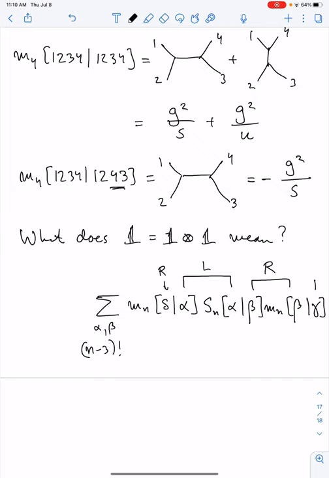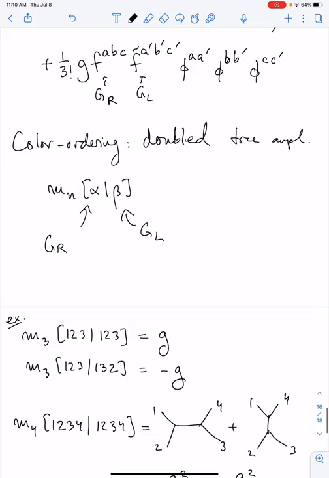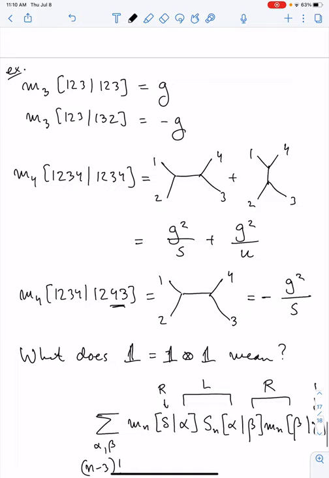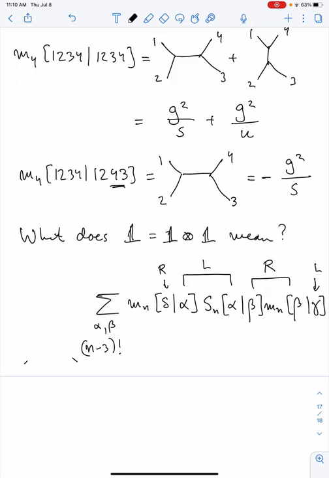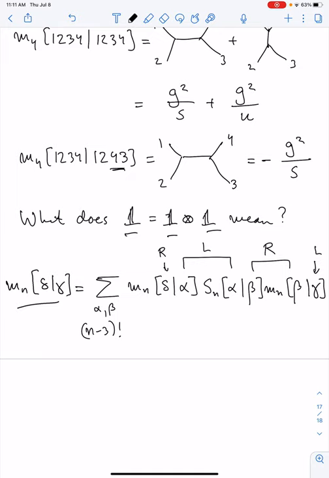And now you see why I had the ordering that I called up here, that the first index denoted a right sector and the second ordering denoted the left sector. That's why I had that flip, because that is how they naturally contract in the double copy formula. So what does this give? Well, something has to match the color structure on the other side, and this naturally inherits the delta and the gamma from that. And so this is exactly the meaning of 1 equals 1 times 1, that the amplitudes double copy to themselves.